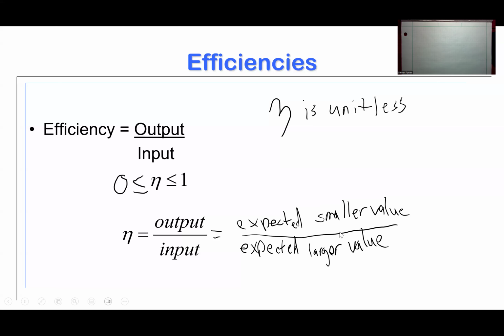If the units are the same, that means your dimensions have to be the same. I have to put power over power, or energy over energy, or whatever it is I'm trying to compare. I have to have the same units because efficiency is a unitless quantity. And if it's unitless and I'm comparing values correctly, I will get a value between 0 and 100%.